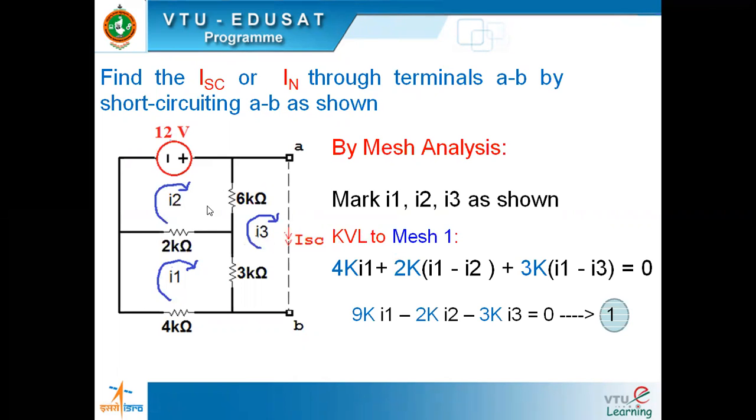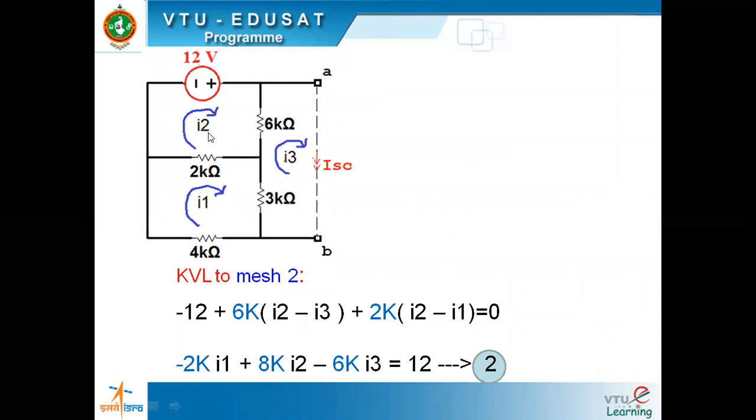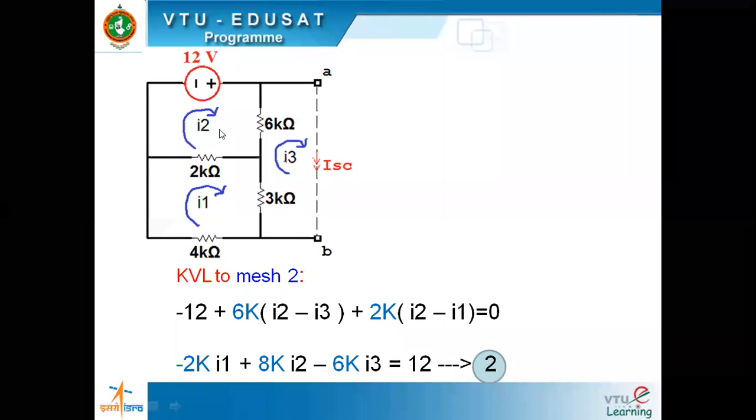KVL to mesh 1 looks like this. Again, I'm not explaining KVL. See here, 4k into I1, plus 2k into (I1 minus I2), plus 3k into (I1 minus I3) equal to 0. Bring that into standard form. Then KVL to mesh 2: minus 12, because I'm approaching the minus sign, plus 6k into (I2 minus I3) plus 2k into (I2 minus I1). Bring that to the standard form. This is something you can do yourselves. I'm rushing through because we are lagging in time.